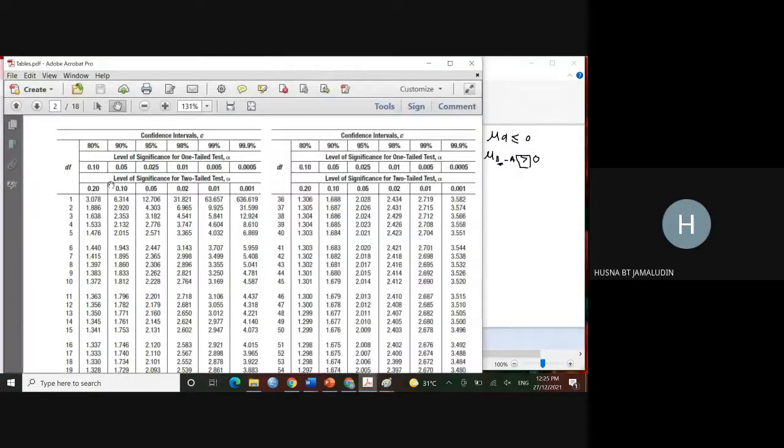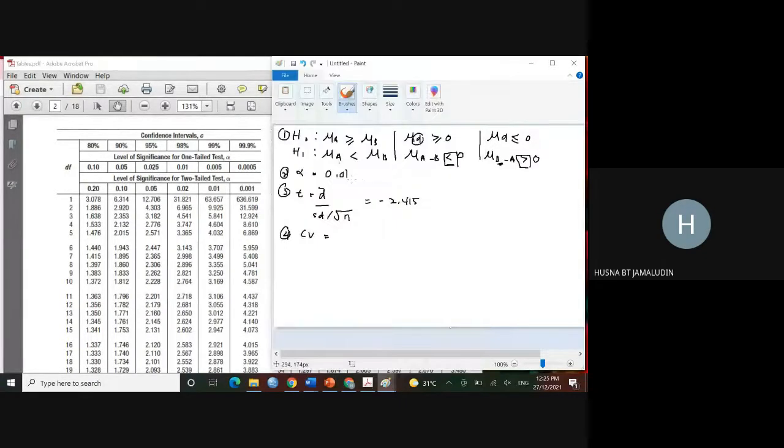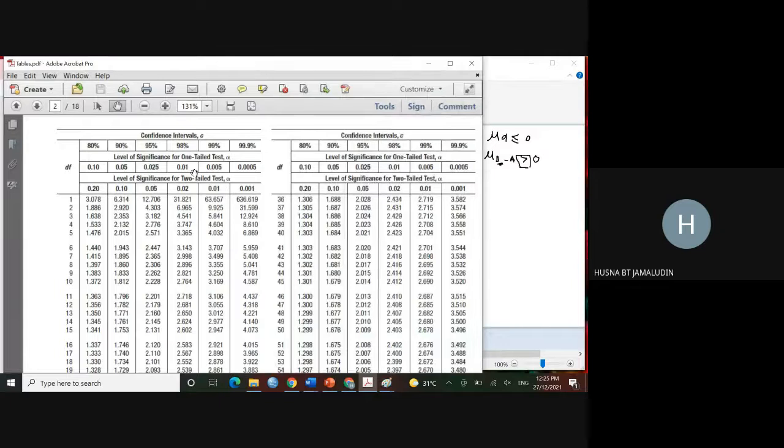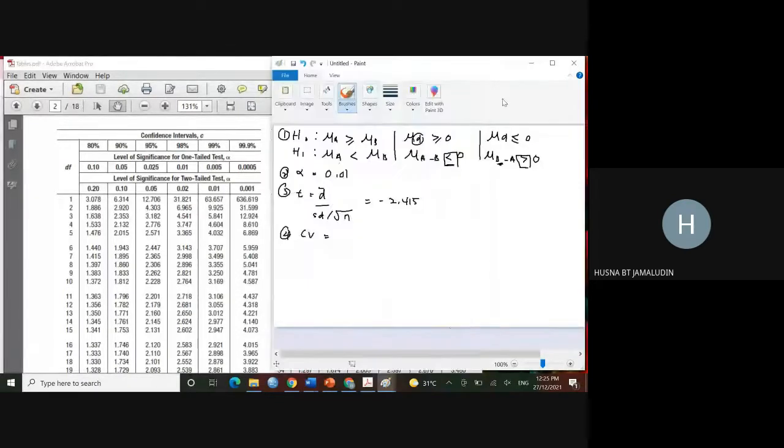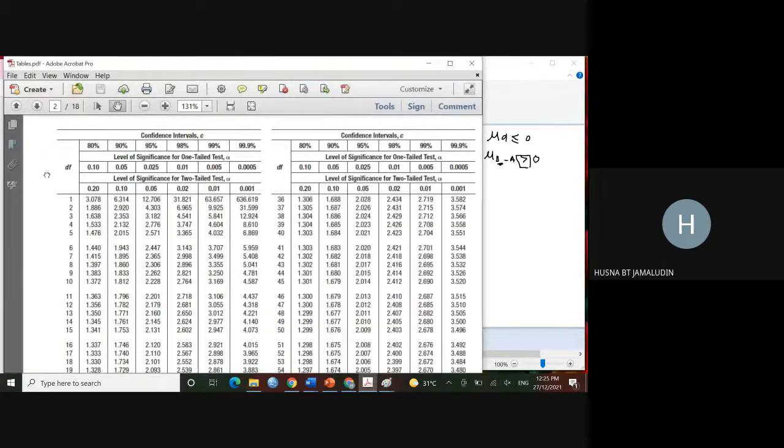Alpha 0.01. So there are two alphas, 0.01 here and 0.01 here, and is it one tail or two tail? One tail. It is one tail because this is less. If you have more, it is also one tail. Unless you have equals or not equal, then you have to look at two tail. So this is one tail 0.01. So how to look at it? What is your degree of freedom?